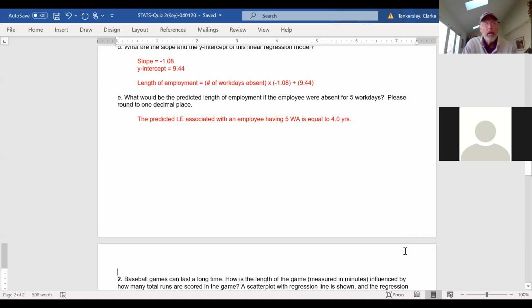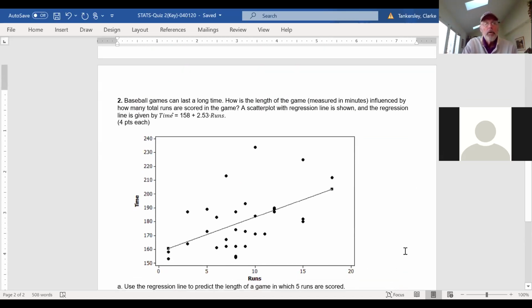Now this one too I like, although we're not going to be seeing much baseball, except they're talking about baseball in Arizona. I don't know how that's going to work, but anyway, here we go. We start with a linear regression equation, and that is given to us.